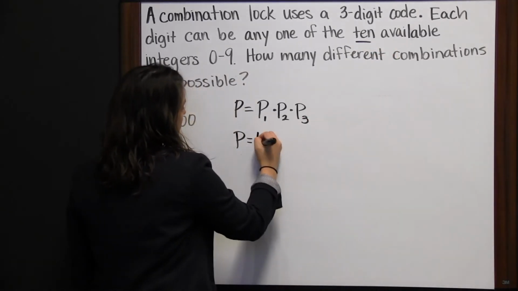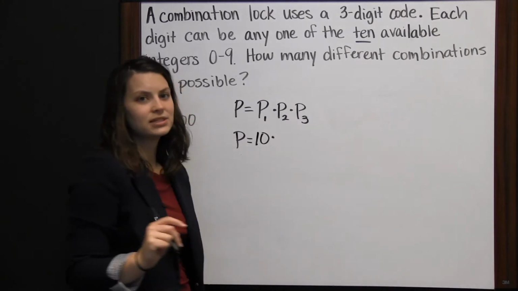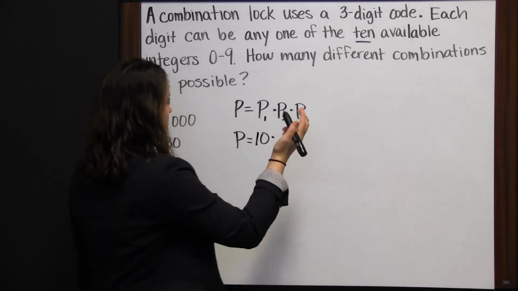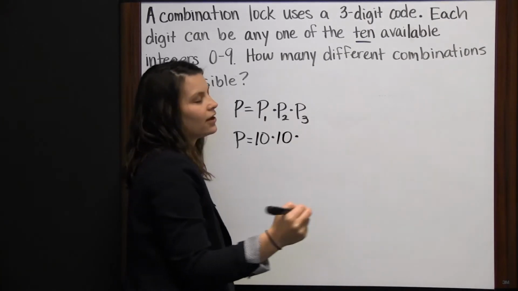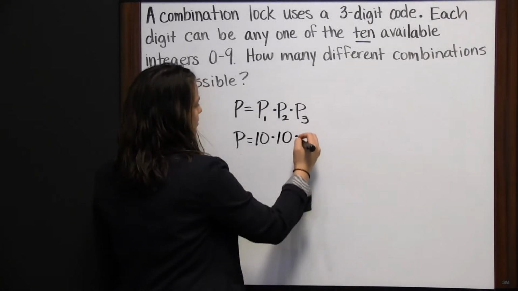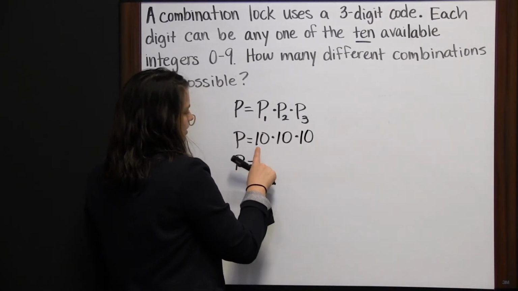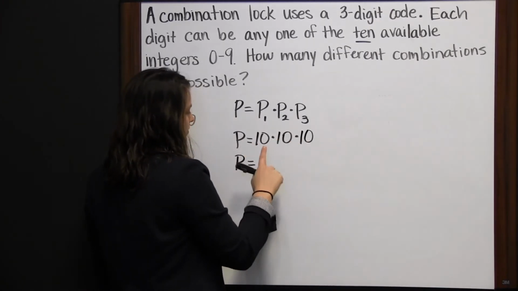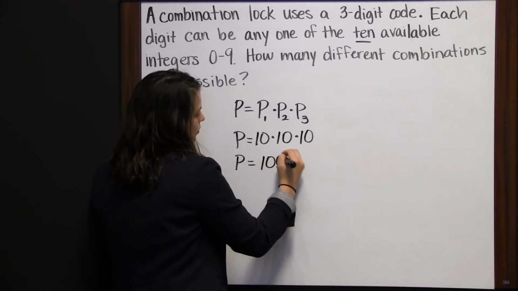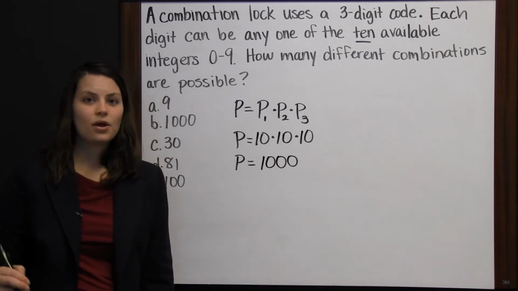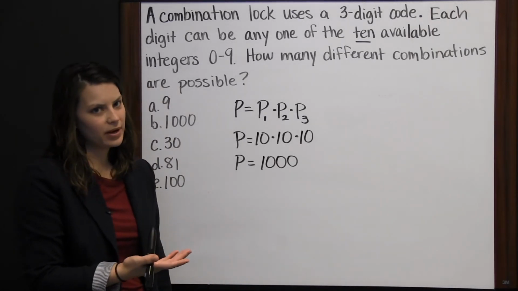So the possible outcomes would be first the possible outcomes for the first digit, 10, since there are 10 available numbers, times the possible outcomes for the second digit, which again is 10, 10 integers, times the possible outcomes for the third digit, which is again 10. So the possible outcomes is 10 times 10, which is 100, times 10, which is 1,000 possible outcomes. This is the quicker way to do it.